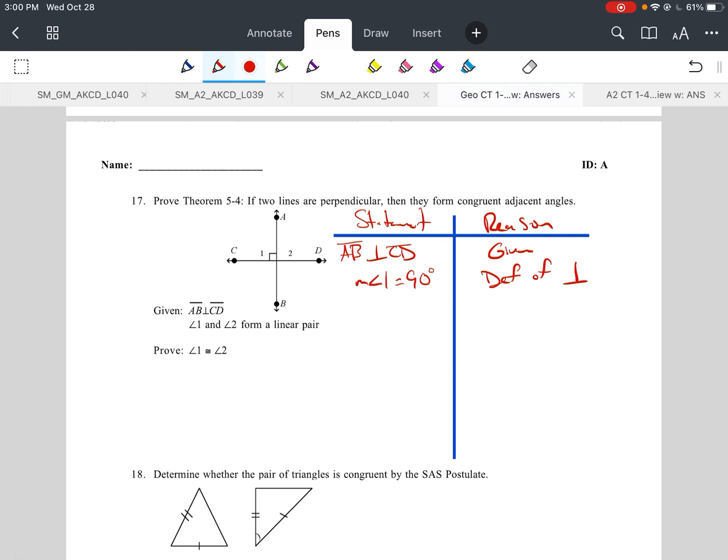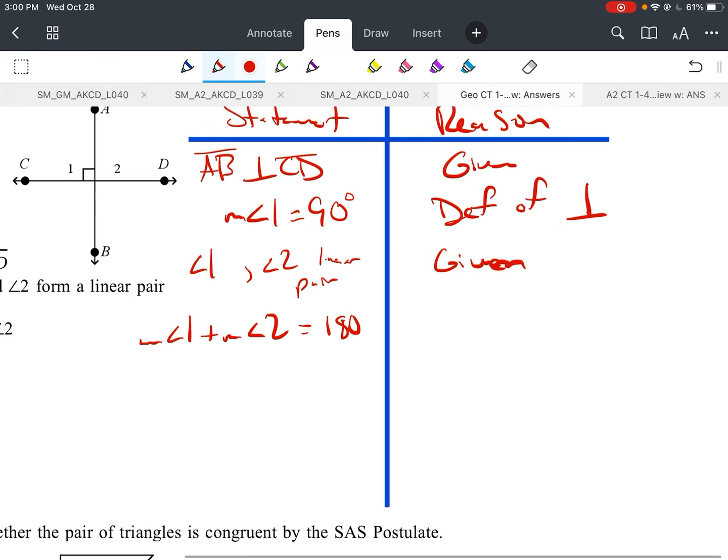Okay. You also know that angles 1 and 2 are a linear pair, and that is also given. What does that mean? That means the measure of angle 1 plus the measure of angle 2 equals 180 degrees. Because those equal 180 degrees, this should be pretty simple. Of course, that's the linear pair theorem.